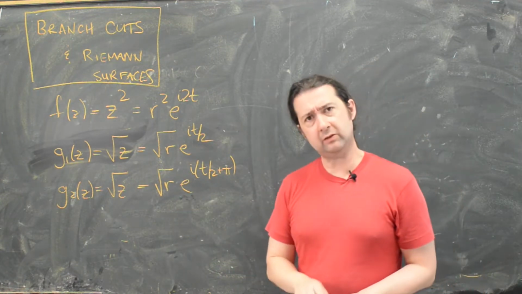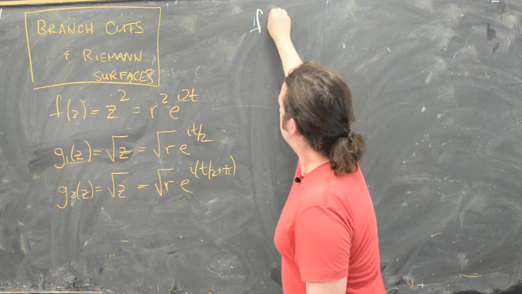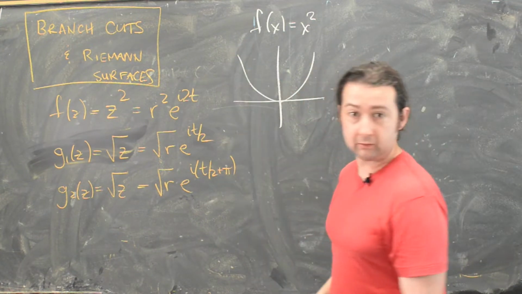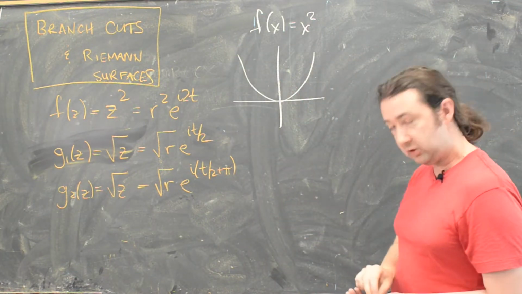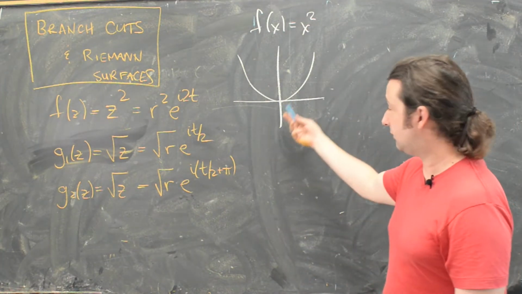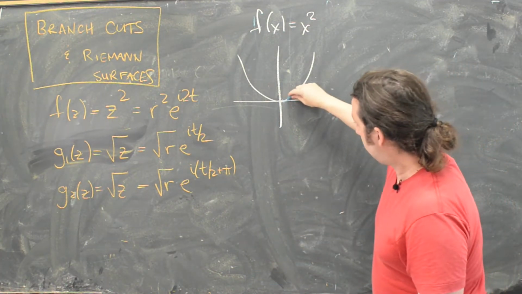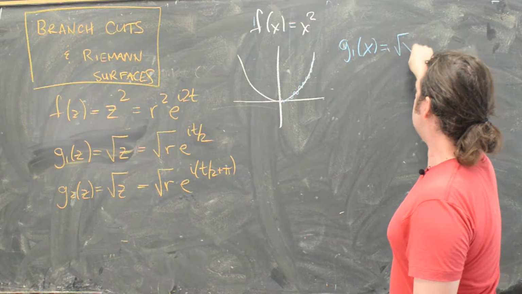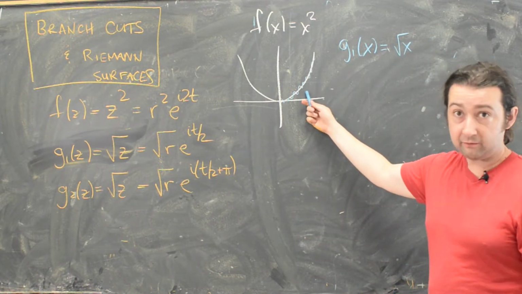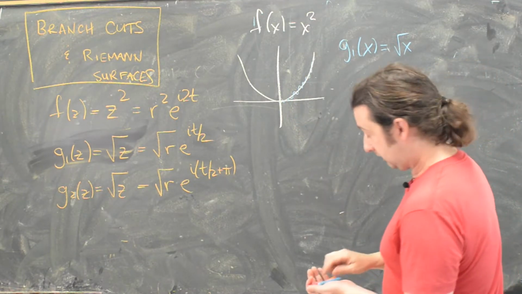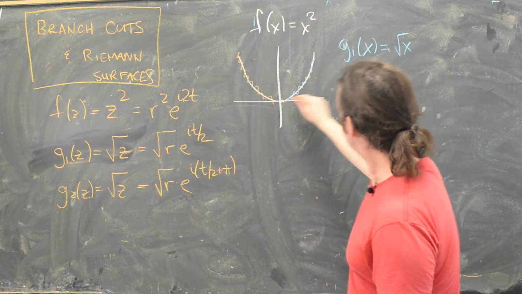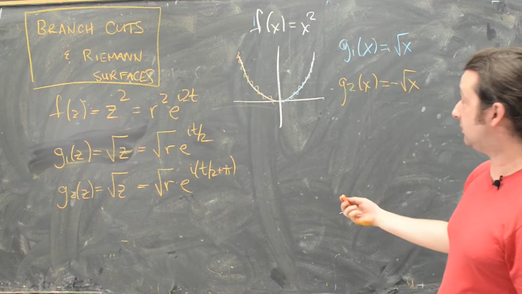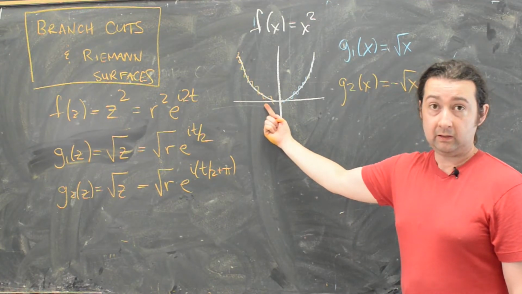And if you don't quite understand what I mean by that, think about the function f of x is equal to x squared, which is the regular old parabola. And the idea here is that each half of this parabola has its own inverse because this function is not one-to-one. So I can think about a function g1 of x, which is root x, and that's the inverse of this half of f. And then I have another function, g2 of x, which is minus root x, which you can think of as being the inverse that undoes this half of the parabola.